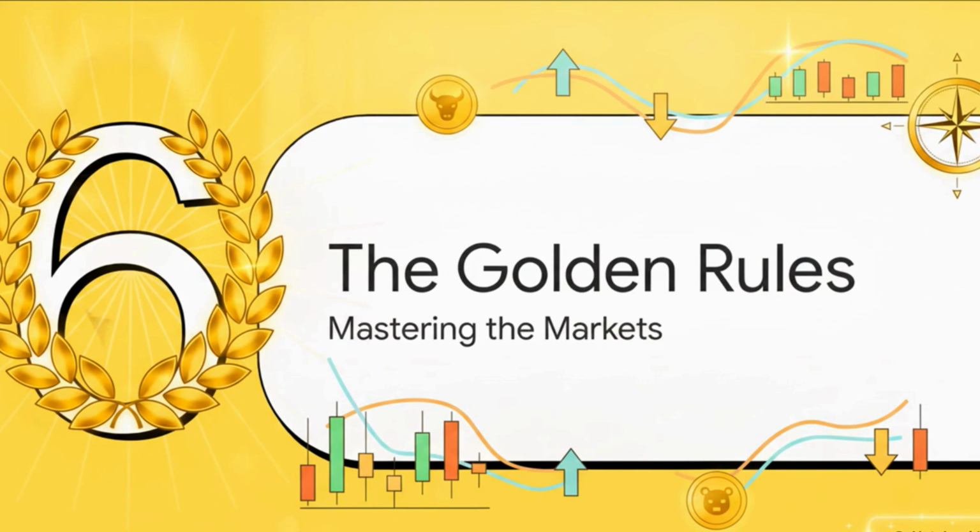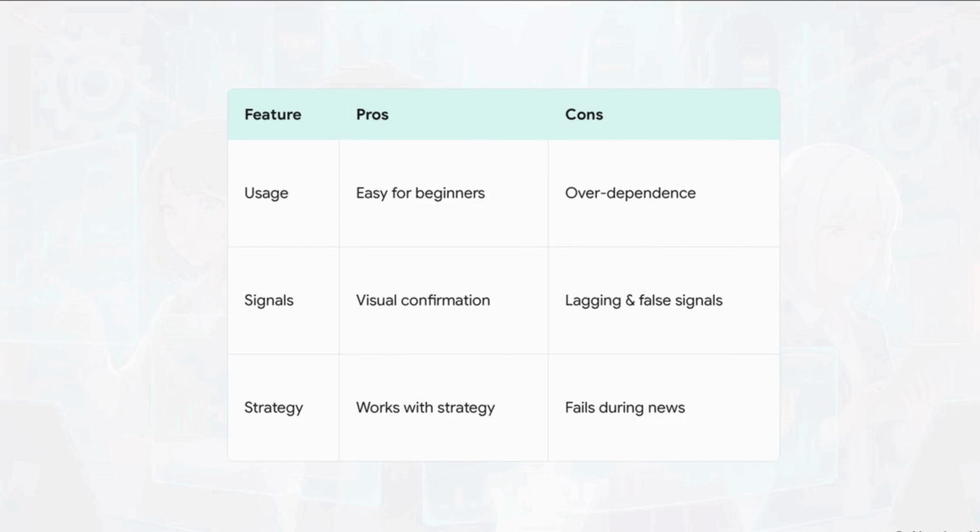All right, bringing us to Section 6, the golden rules. Let's distill everything we've talked about into the core realities of using technical analysis. It's all about balance here. The pros of technical indicators are super clear. They're accessible for beginners, and they provide excellent visual confirmation to keep your strategy objective.